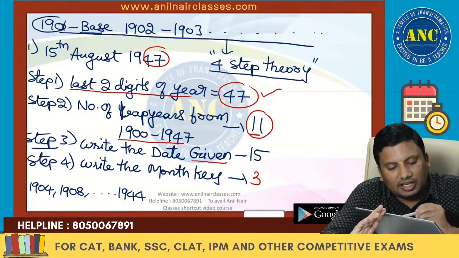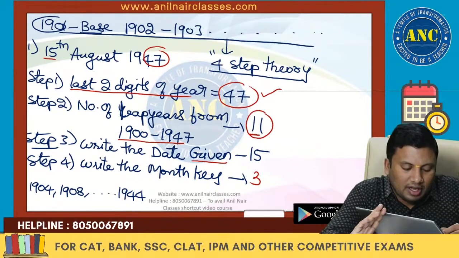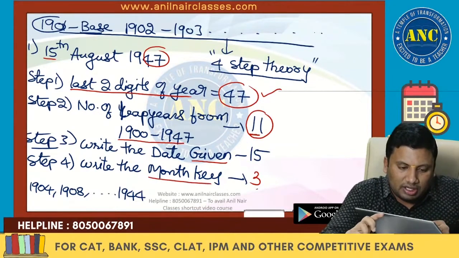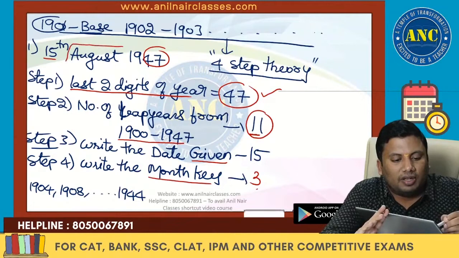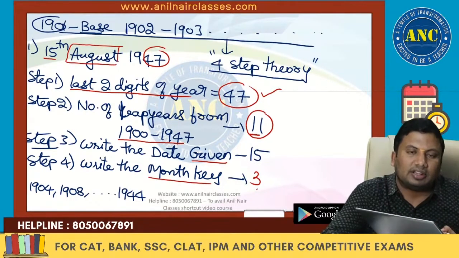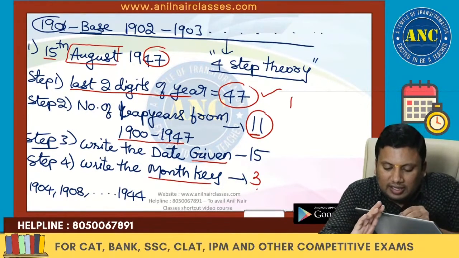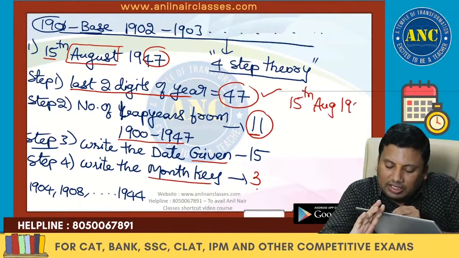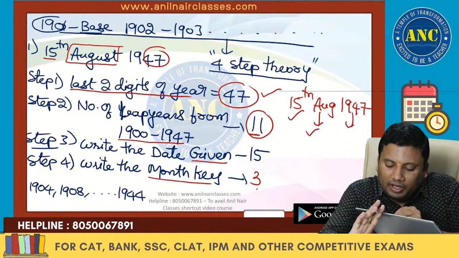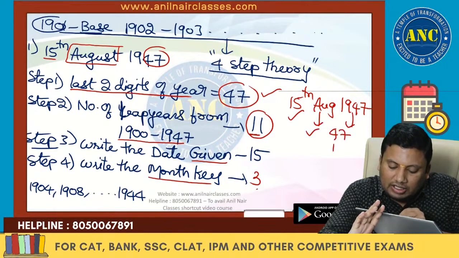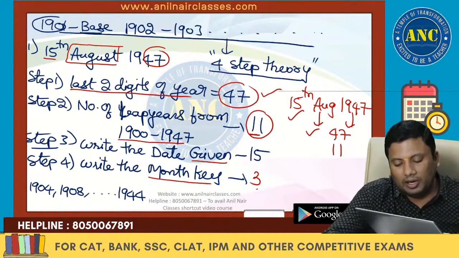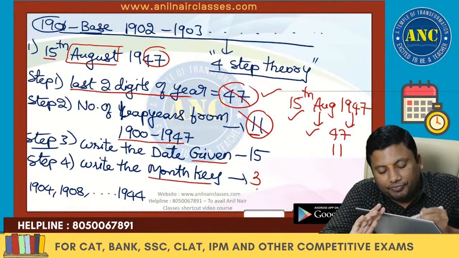What is the date given in the question? It is 15. What is the month key given in the question? It is August, and we know that it is 3. It is a very simple 4-step theory, sir. 15th August 1947. First is the date. Next is the month key. Next is how many years. Next is how many leap years. Add all of this.